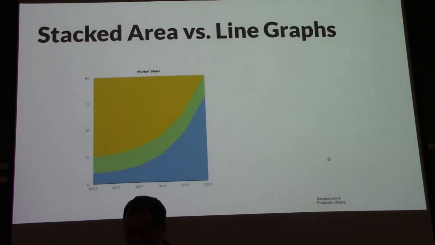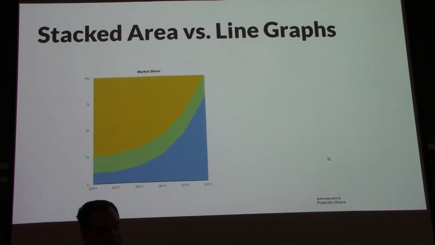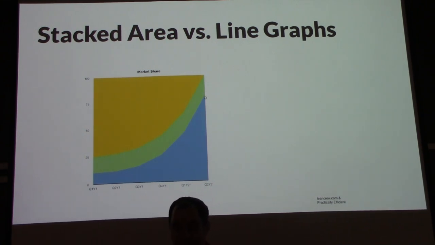And one of the problems, the perceptual problem that we talked about before, is that we actually don't judge the distance from here to here, but we mentally judge the distance from here to here. And that's why it looks smaller than it actually is.